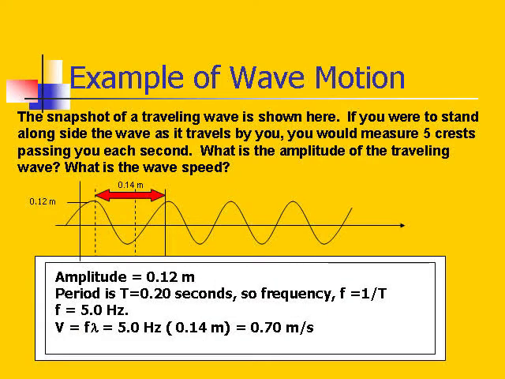So here's an example of a wave in which we've measured the distance between the crests. Of course, that's the wavelength. We've measured the height of the wave. That's the amplitude.